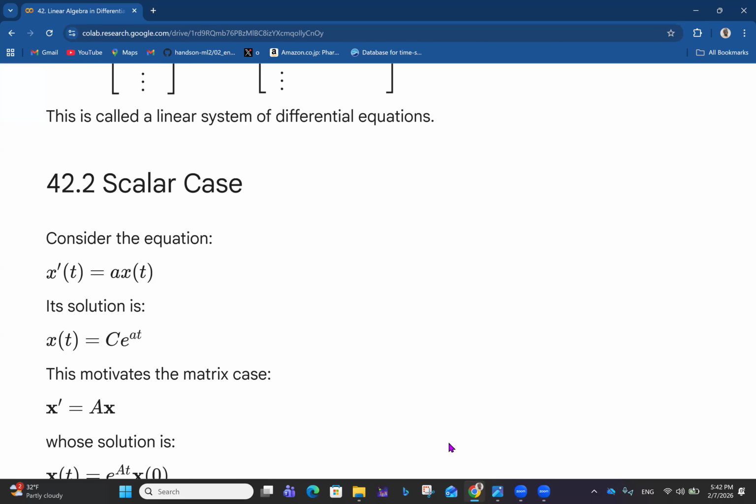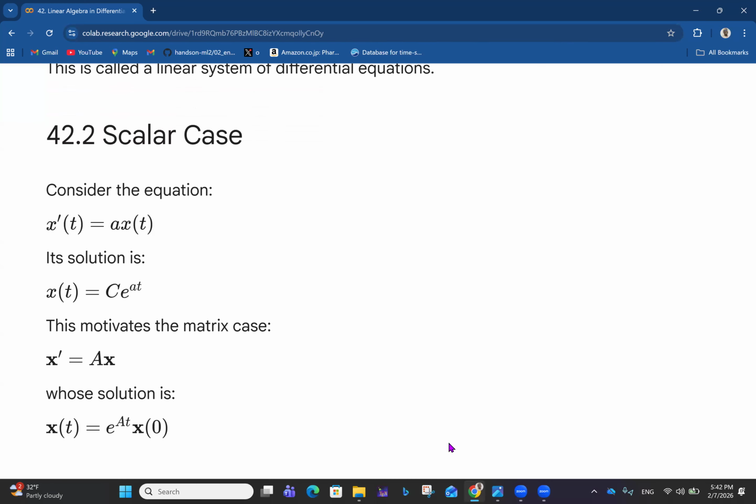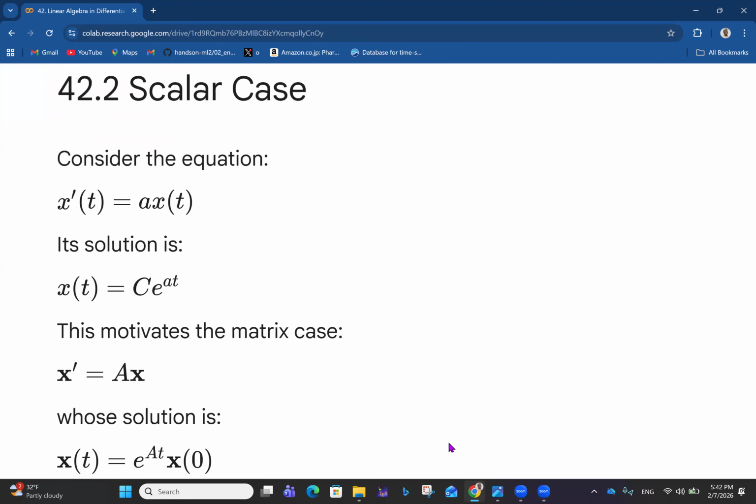Okay. Now we have a scalar case of this. If you consider the equation x prime equals a x of t, its solution is simple: x of t equals C e raised to the power at. This motivates the matrix case, where you now have x prime equals A x of t, whose solution is x of t equals e raised to the power At times x of 0. So this gives the idea.